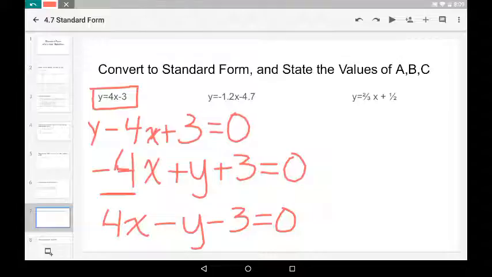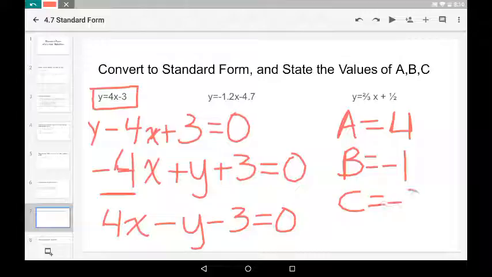So now we have this in ax plus by plus c equals 0. So I'm going to state my values. A is the one in front of the x, which is 4. B is negative 1, and c is negative 3.